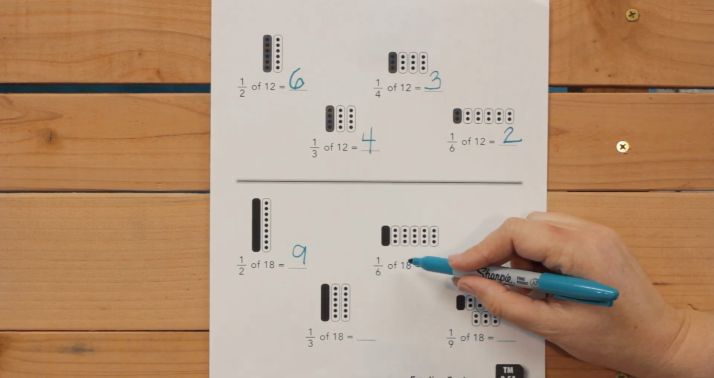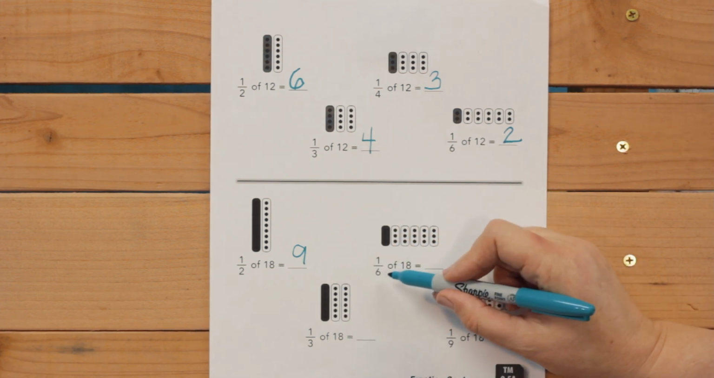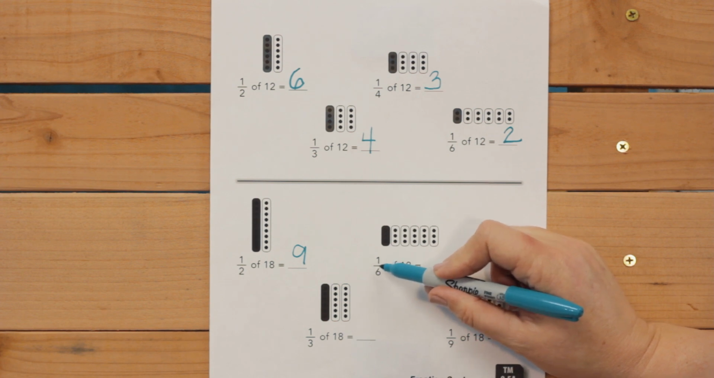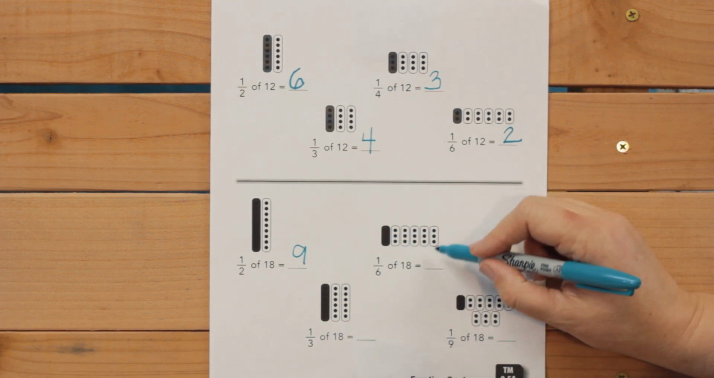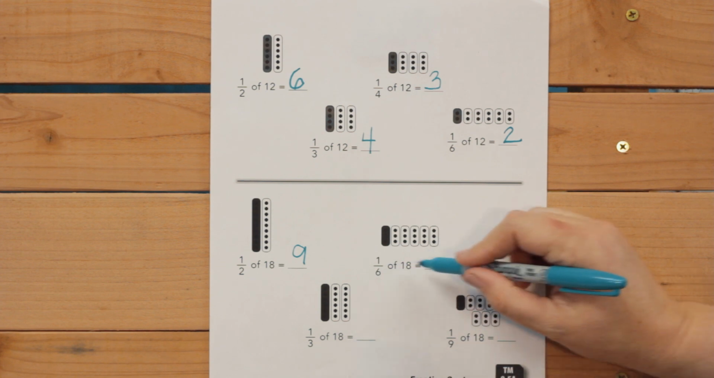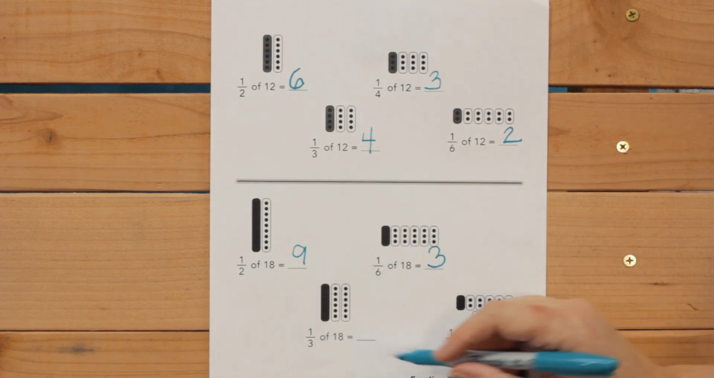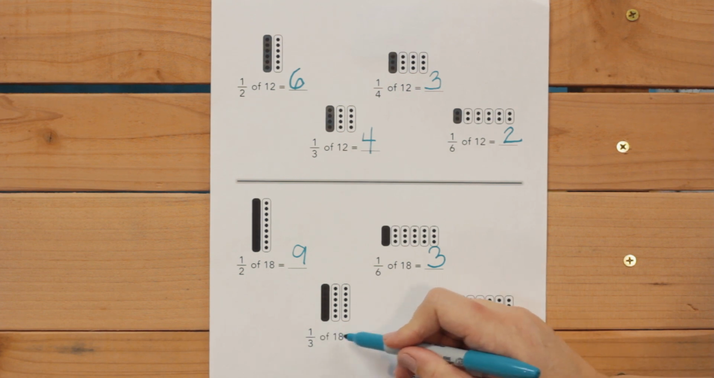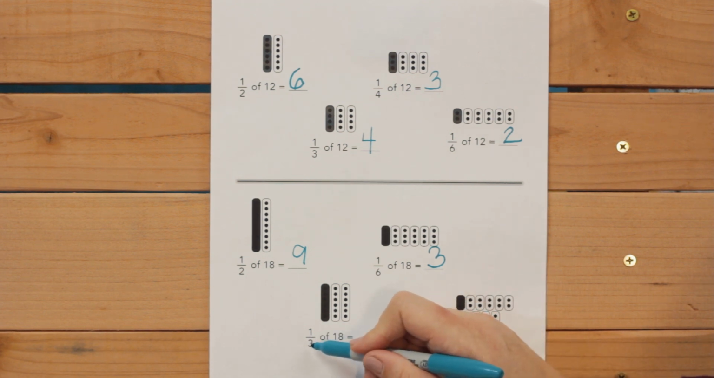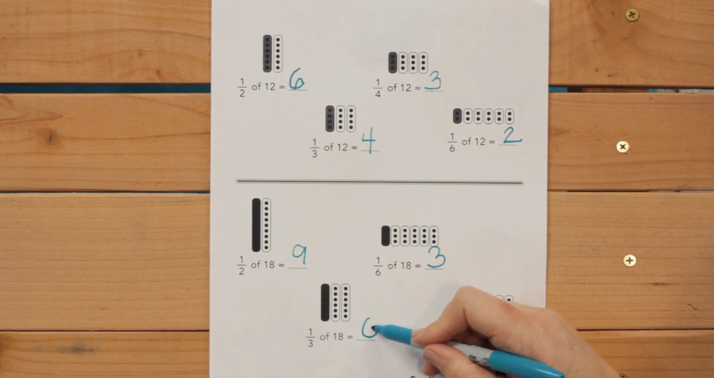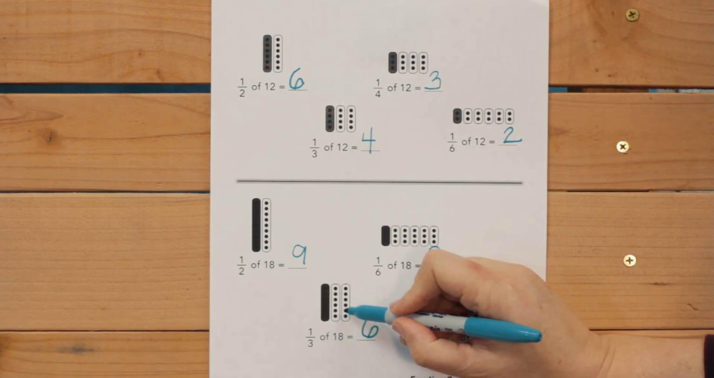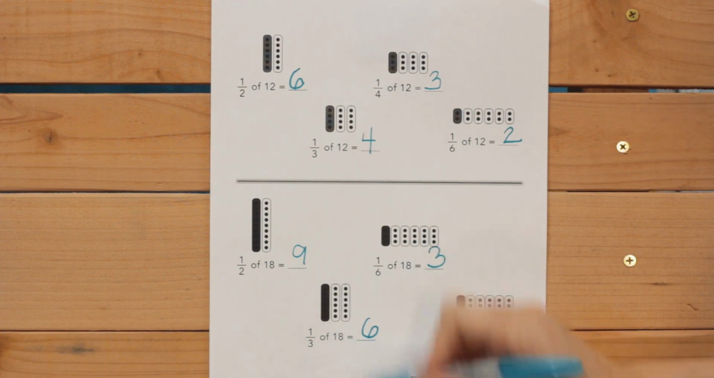Going to take our same 18 and divide it into 6 equal groups. And see how many belong in one group, and that's going to be 18 divided by 6, which is 1, 2, 3. And now we have 1/3 of 18. 18 divided into thirds is going to be 6, and you can count that just to make sure. 1, 2, 3, 4, 5, 6.